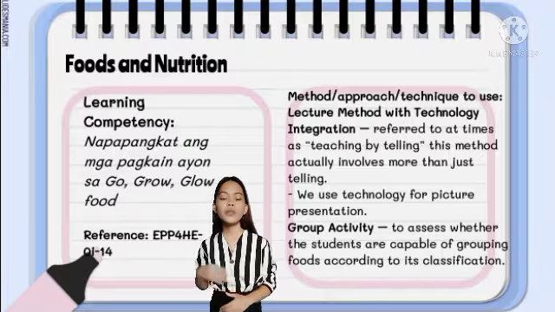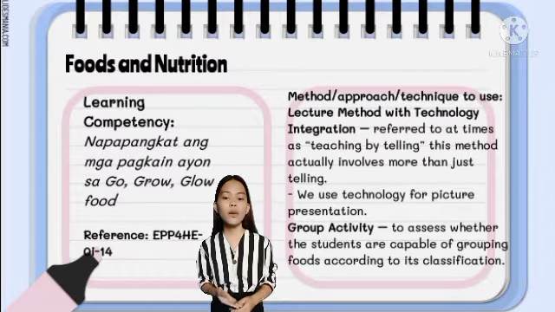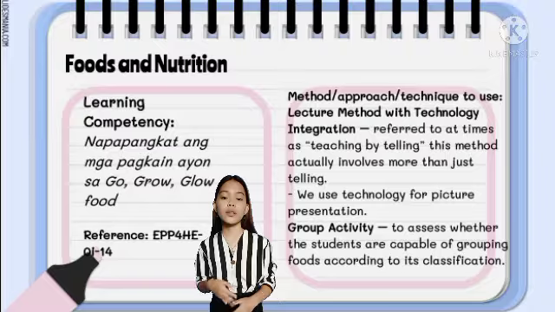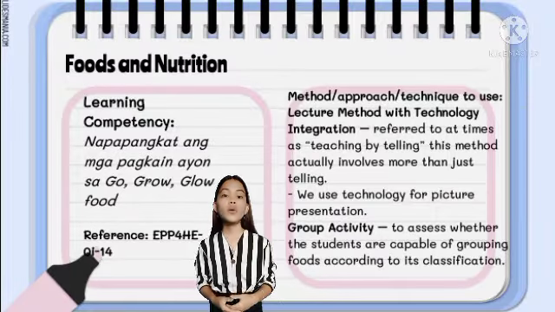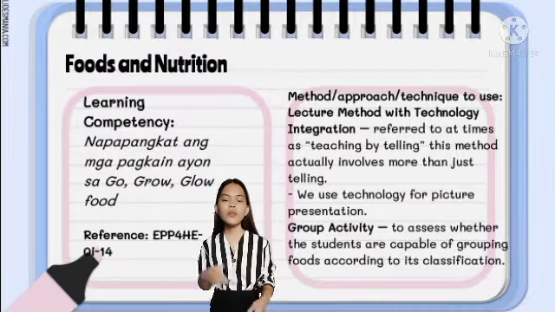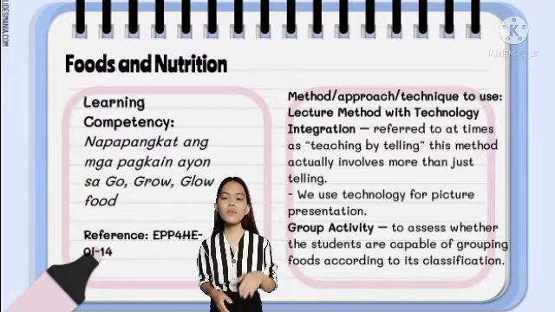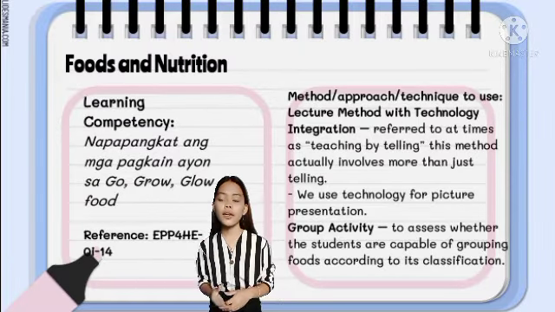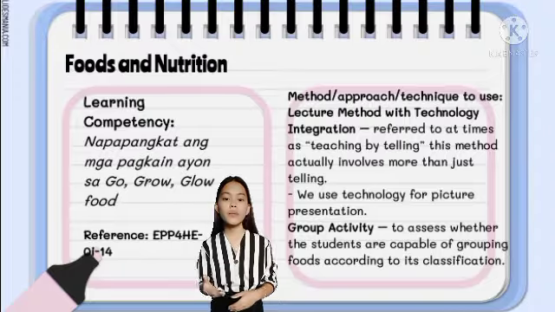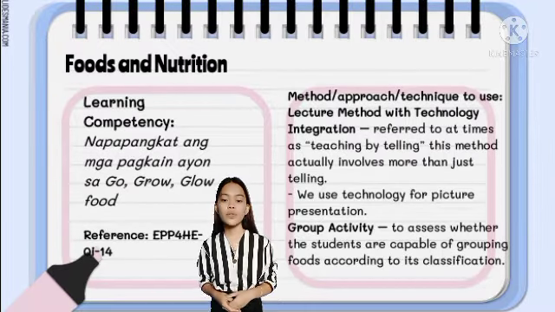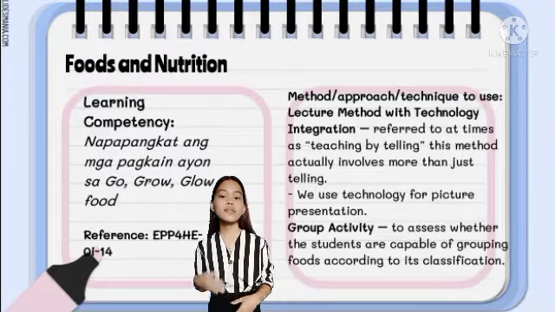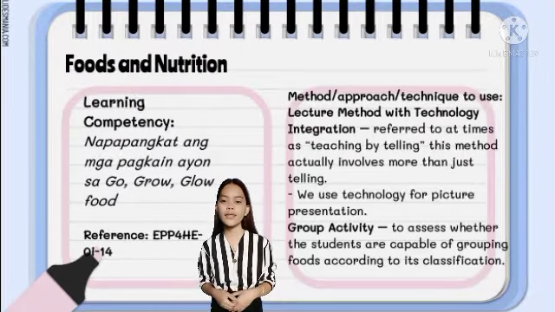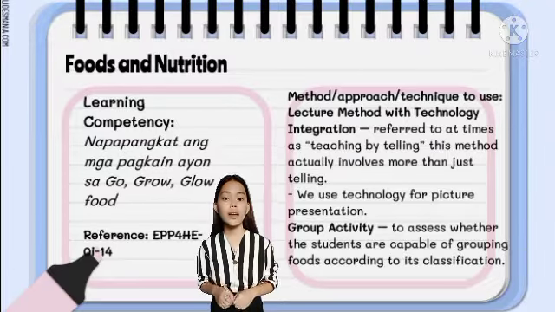So we will be using the lecture method with integration of technology in teaching the skill or the ability of the student to group the food according to its category. So why do we use the lecture method? Usually students cannot identify the category of each food without knowing it first. So as a teacher, we must introduce it first by having a lecture with them, which is teaching by telling. This actually involves much better than telling.